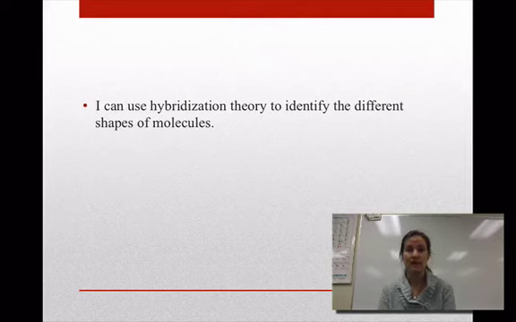This video is going to deal with a topic called hybridization. Basically, it's our explanation of how electrons are actually able to come together to form bonds in covalent bonds. Okay, and your learning target is this one. I can use hybridization theory to identify the different shapes of the molecules.